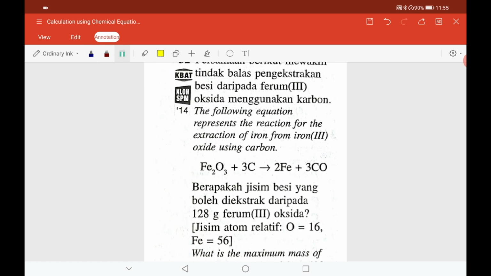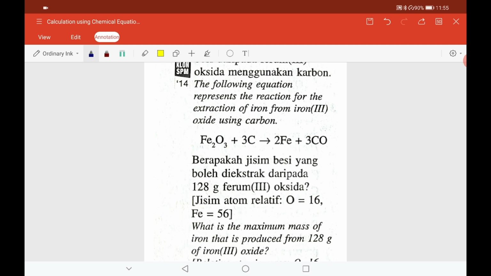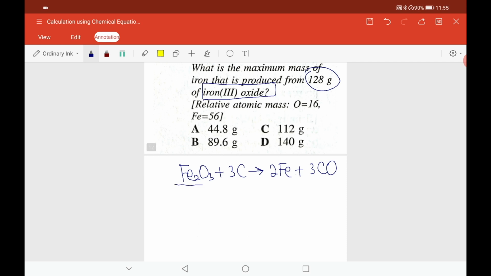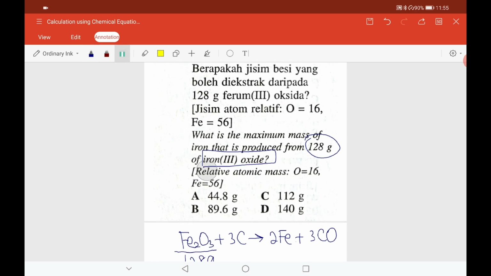When we have a chemical equation and we want to do calculation, you ask yourself what you have and what you want. We have 128 gram of iron 3 oxide. So this is iron 3 oxide and it is 128 gram. This is what we have. What is the information that we want? We want the maximum mass of iron. So we want to find the mass of iron. Here they put maximum, minimum, not really important.